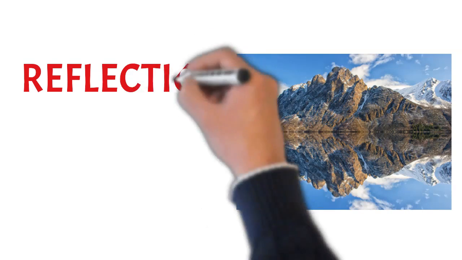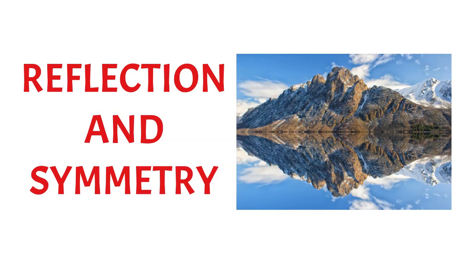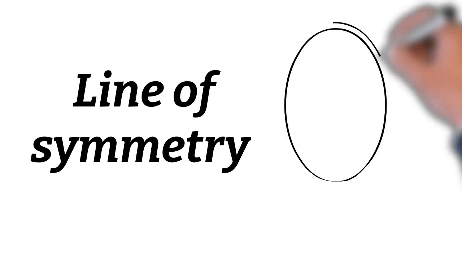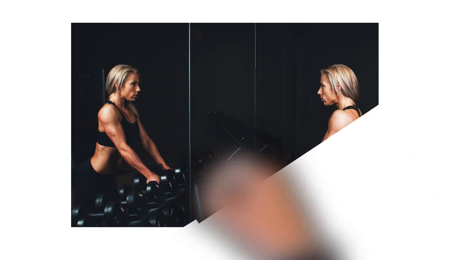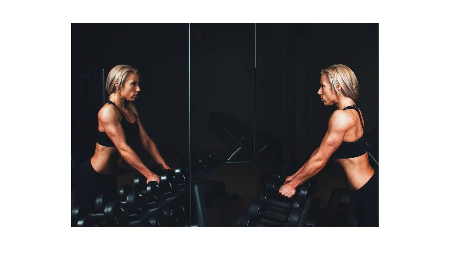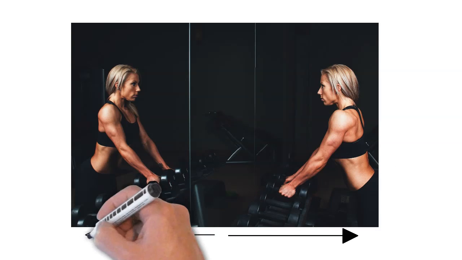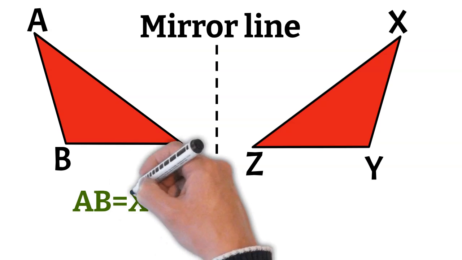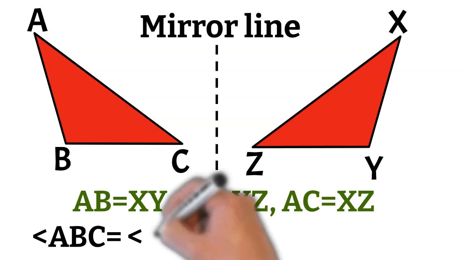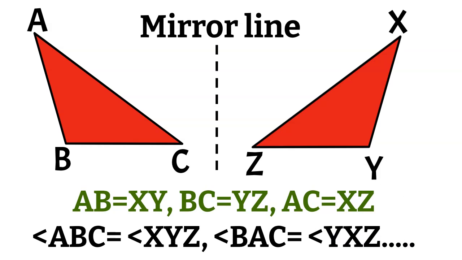Next is reflection and symmetry. The line of symmetry and mirror reflection are related. When we stand in front of a mirror, our image is produced in it which is symmetrical to us, the line of symmetry being the mirror line. An object and its mirror image always have the same distance from the mirror line. The lengths and angles of an object are the same as the corresponding lengths and angles of its mirror image.